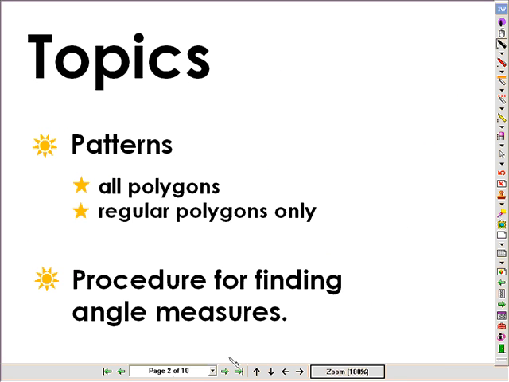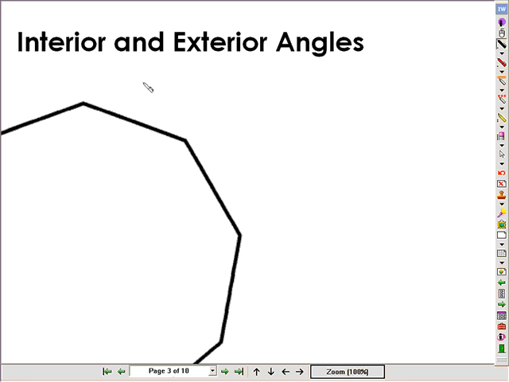In this lesson, we're going to look at the patterns of the angles of polygons, and that is on all polygons, and then specifically regular polygons. And then we're going to look at a procedure for how to determine the angle measures of regular polygons. First, a little bit of vocabulary.